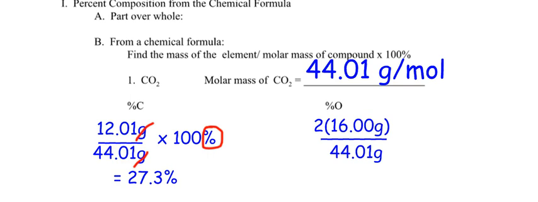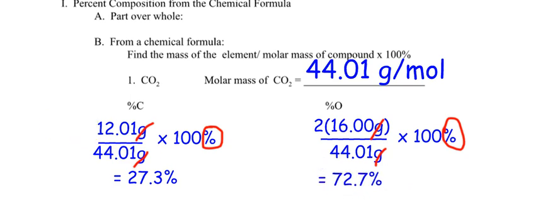So here is 2 times 16 divided by 44. And once again, we're going to multiply it by 100%. What happens again to our grams? Our grams cancels out. What's the only unit left? It is percent. So we end up with a percentage. And this is what I get.